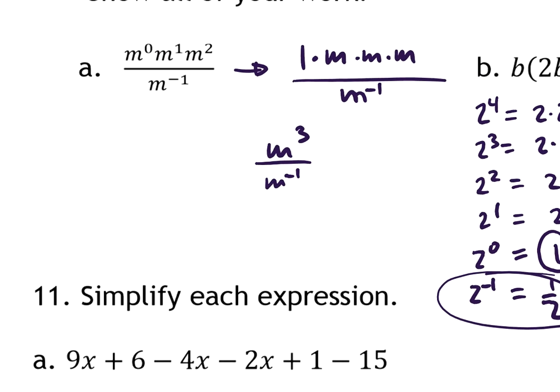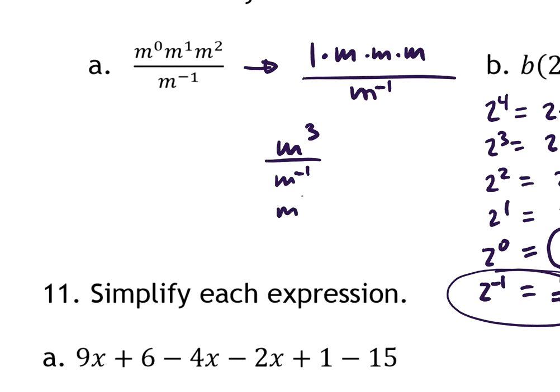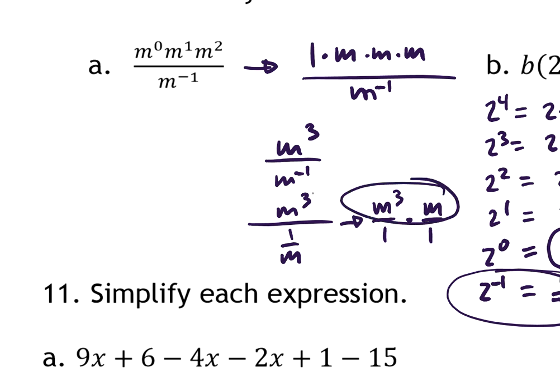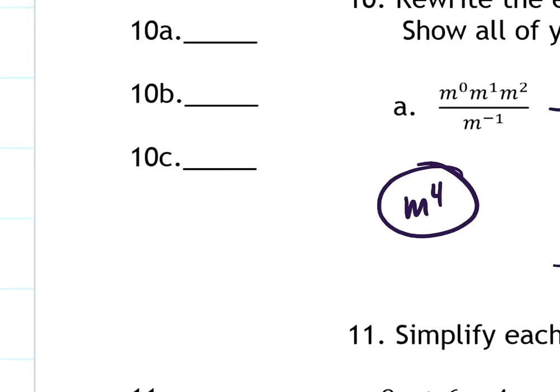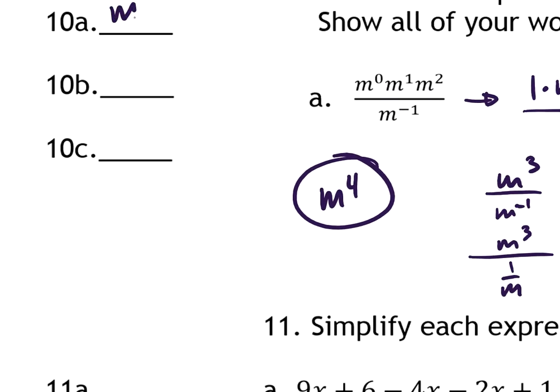So if I consider this problem, what I have here is m to the 3rd power divided by 1 over m. Now I can take this another step further. If I'm dividing by a fraction, I know that that's equivalent to multiplying by the reciprocal. So I can look at m to the 3rd over 1, and I can multiply that by the reciprocal of 1 over m, which is m over 1. You can see what I'm left with in my numerator is m times an additional factor of m. So this is m to the 4th power. And that was A.